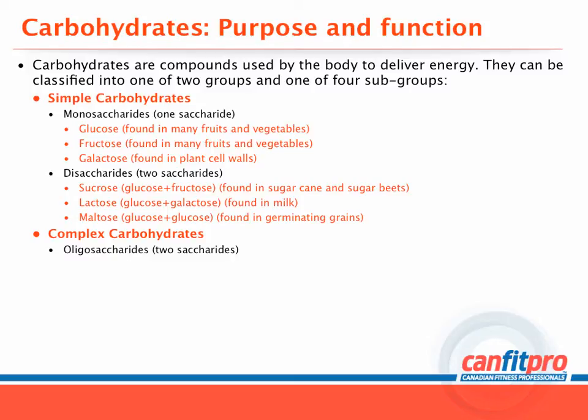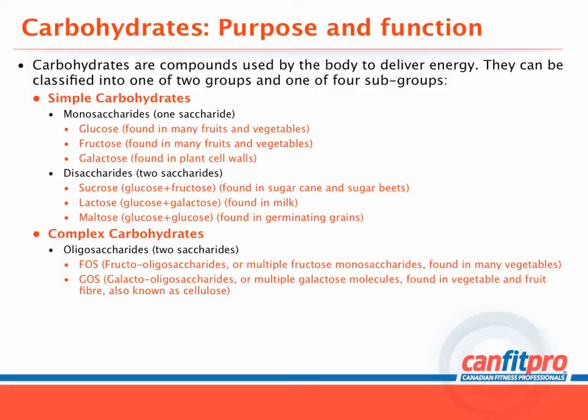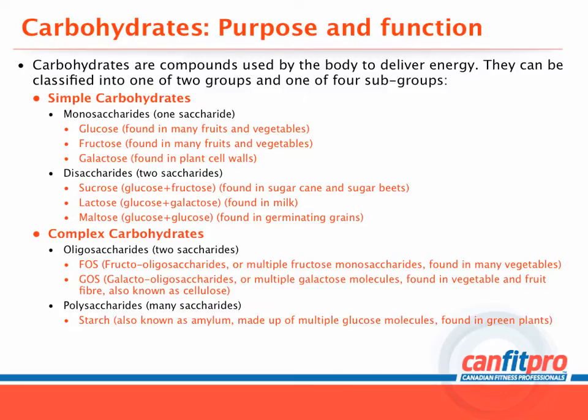These include oligosaccharides, which are also two saccharides. These include fructooligosaccharides, or multiple fructose monosaccharides, found in many vegetables, and galactooligosaccharides, or multiple galactose molecules, found in vegetable and fruit fiber, also known as cellulose. Complex carbohydrates also include polysaccharides, which are many saccharide molecules, and include starch, also known as amylum, made up of multiple glucose molecules found in green plants.